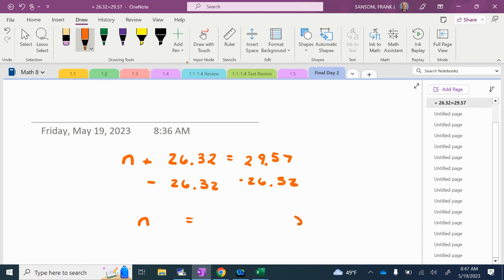7 minus 2 is 5. 5 minus 3 is 2. 29 minus 26 is 3. So your answer is 3.25. That's box 25. That is your 25th problem. Box 26, question. I just gave mine away.